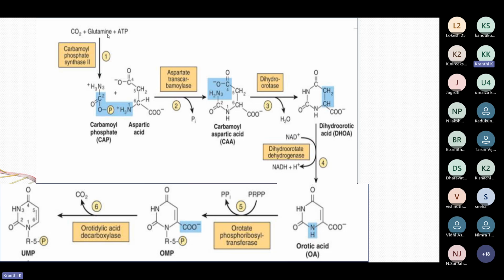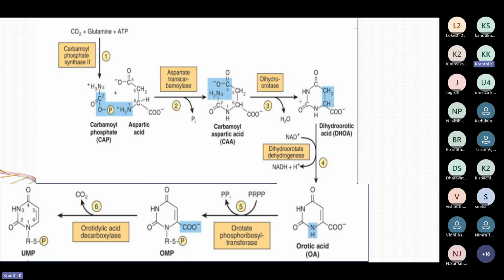Initially we need the glutamine, carbon dioxide, then ATP. These three will yield carbamoyl phosphate, because it is having the carbon dioxide, glutamine, ATP. These three are combined together to give carbamoyl phosphate. So this is the first step, with the enzyme carbamoyl phosphate synthase 2. Then in the second step, this carbamoyl phosphate along with aspartic acid or aspartate is converted to carbamoyl aspartic acid or carbamoyl aspartate. Here also we need an enzyme called aspartate transcarbamylase, right? Then this is the second one.